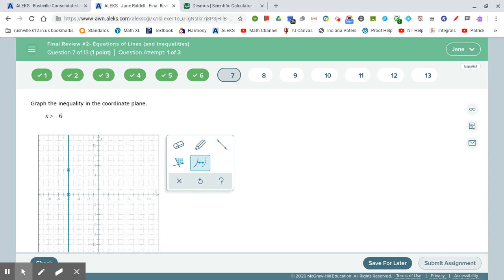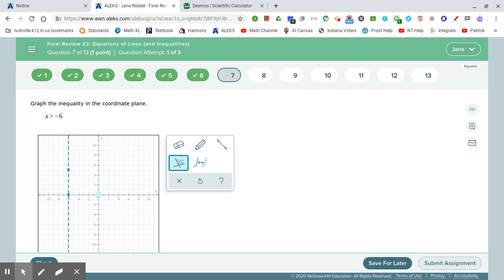But since this is an inequality, we're going to have the option to make our line dashed, which means that this negative 6, the boundary, is not a part of the solution. So for me, mine's not a part of the solution. If it has the "or equal to," then it would be. Mine's not, which makes it a dashed line. But then I also need to shade. So this is another button that was not available on the last question because the last question was an equation and this one's an inequality.